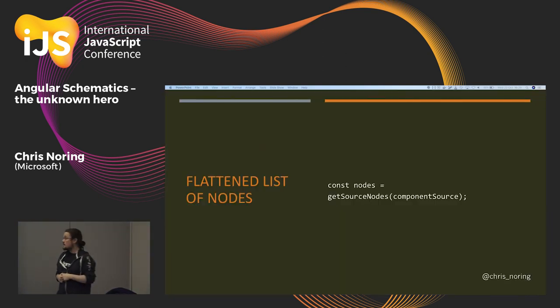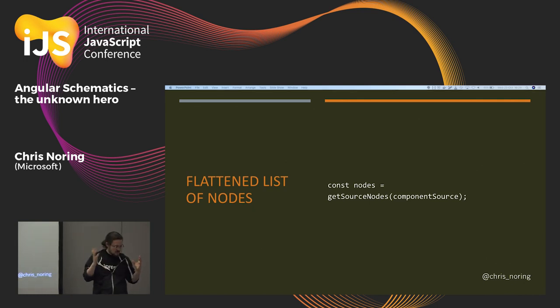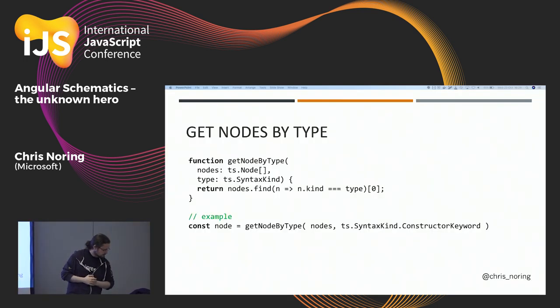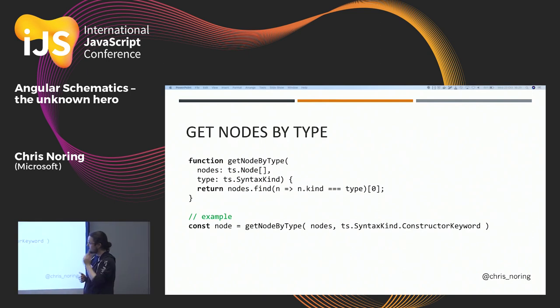So we start with our flattened list of nodes. That's pretty simple stuff. We call this get source nodes. Now we have a list of nodes, easier to work with. Now what? This is a handy utility function that's easy to write, but it gives you the nodes by type. So you can just pass in what type of node, if you know that there are a lot of types that you don't need. So this helps you break it down a bit.